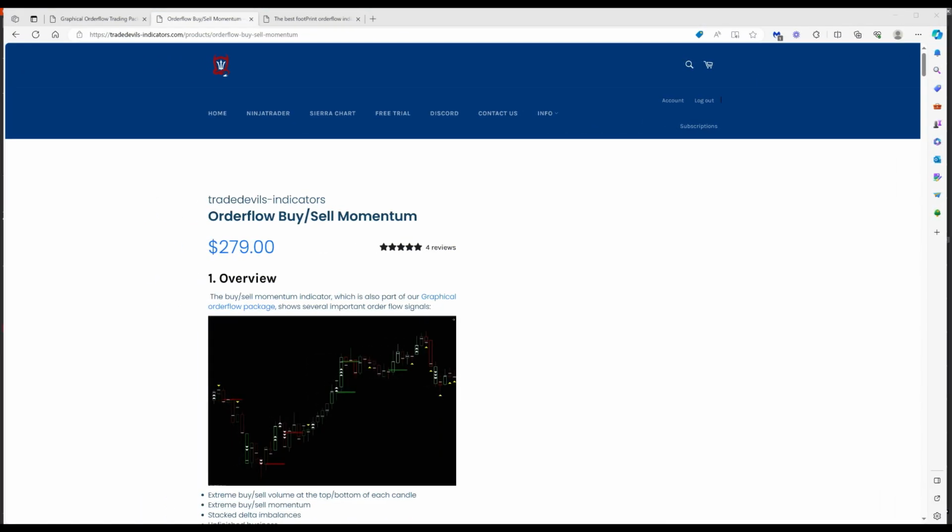All right, hey guys, back with a quick video update here on the order flow buy-sell momentum indicator. Now, this is a cornerstone of the graphical order flow package, right? If you're not familiar with that, here we've got it right here in the very first sentence. If you wanted to look at the entire order flow package put together, again, graphical order flow here.